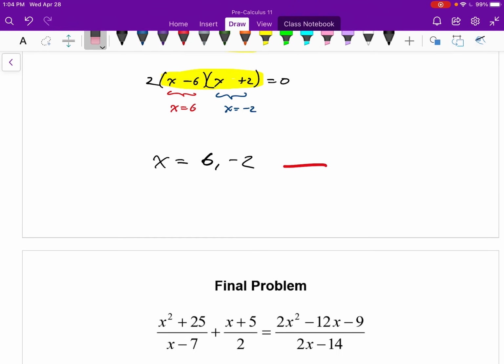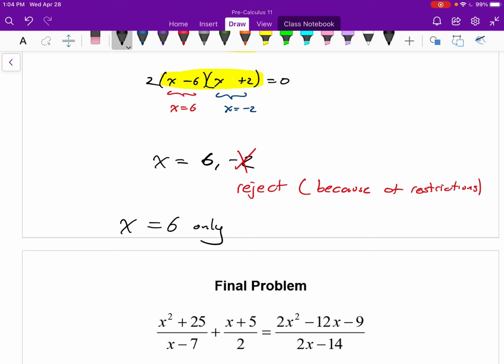And so what do we do? It's not a big deal. We just cross out the -2. We say we reject it. Sounds kind of harsh, but we reject it again because of the restrictions. And so therefore, the answer is 6 only.